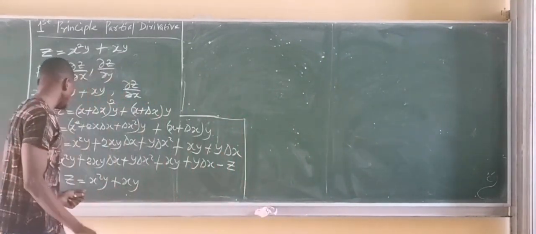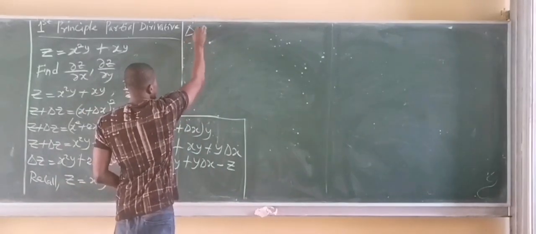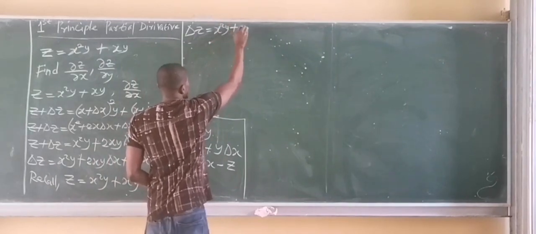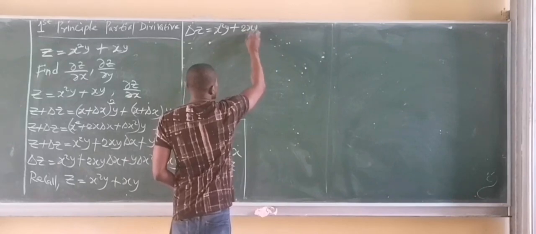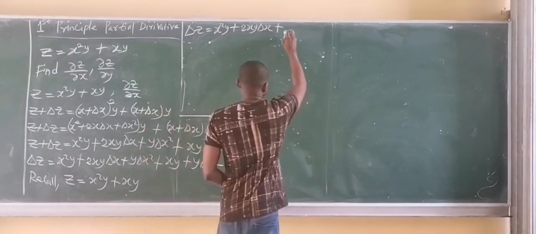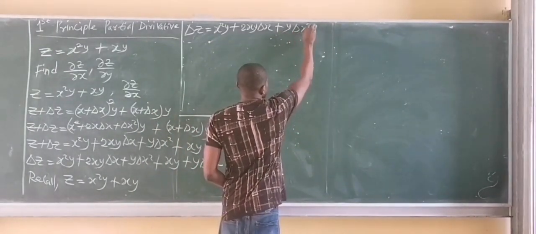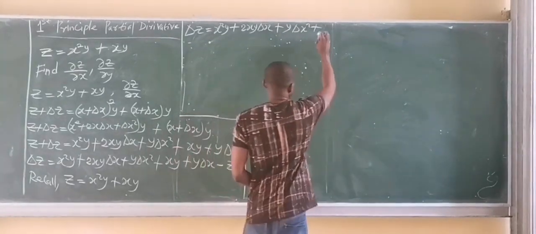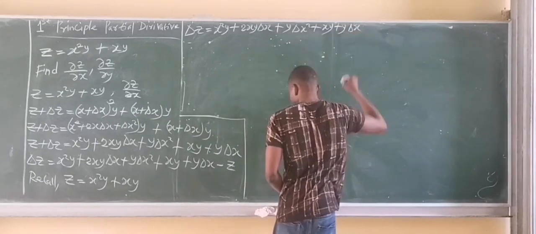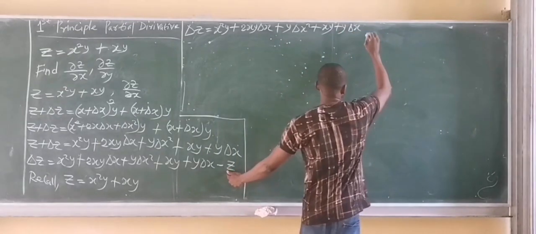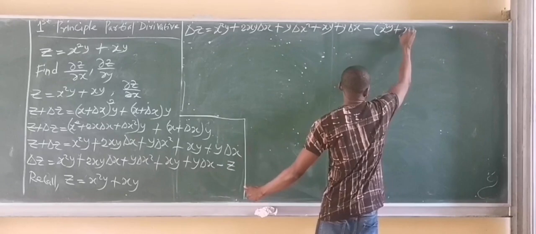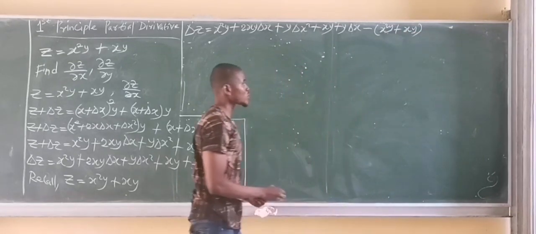So we're going to have that change in z is equal to x squared y plus 2xy change in x plus y change in x squared plus xy plus y change in x, then in place of z, we are simply going to have minus z, which is actually x squared y plus xy. So that's what we have.